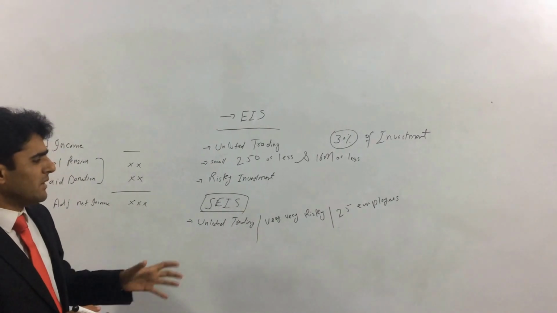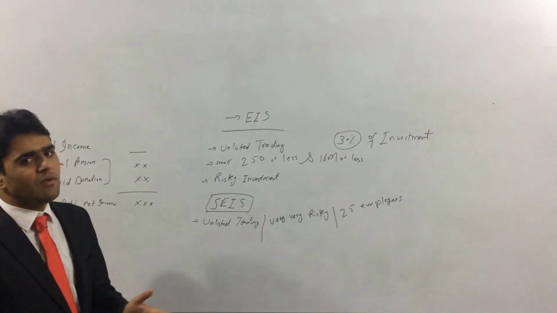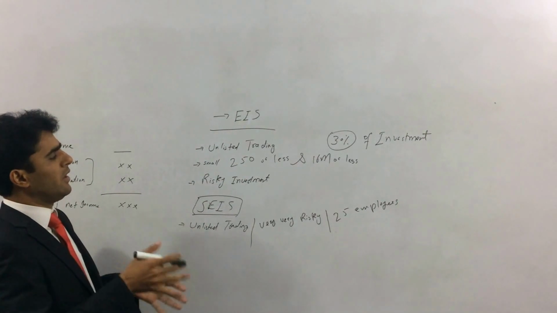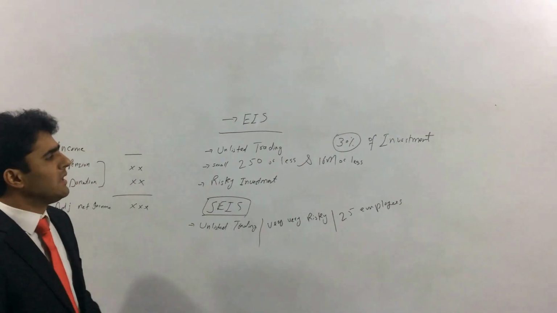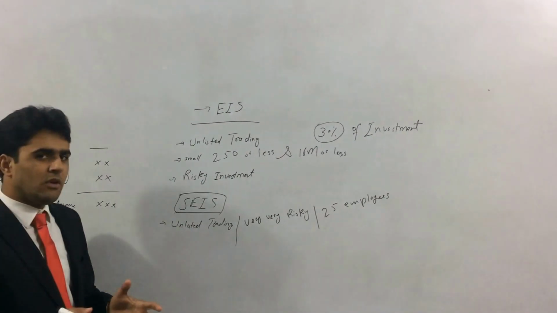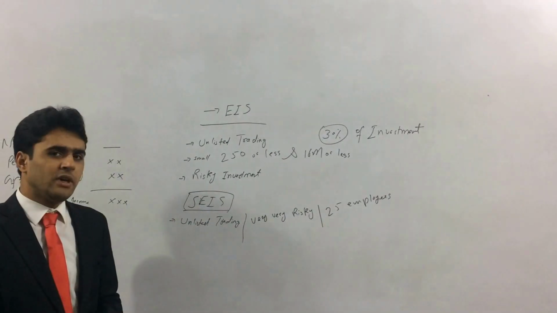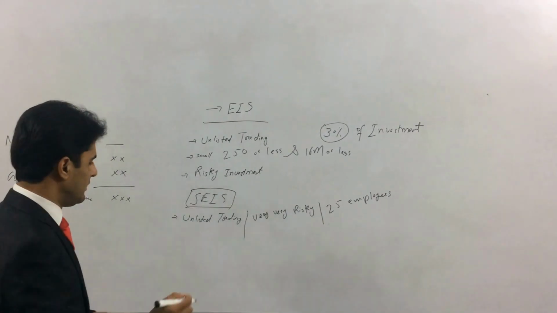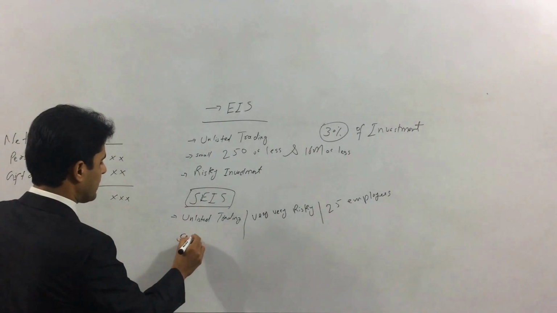All right? But if it is riskier than EIS, why would I invest in this company instead? I should invest in EIS because that is a less risky company. Is the government giving me an extra benefit for investing in SEIS? Yeah, the government is giving me a 50% tax reducer.